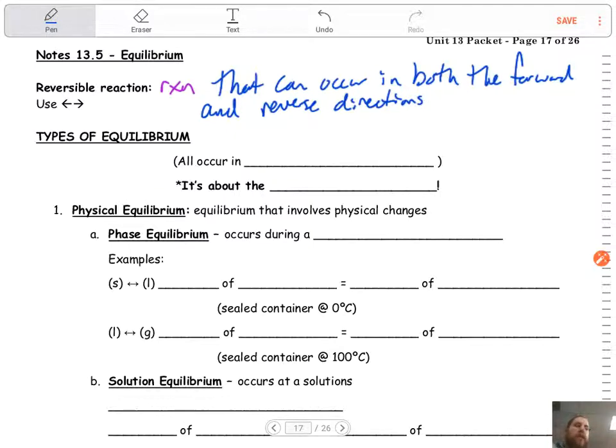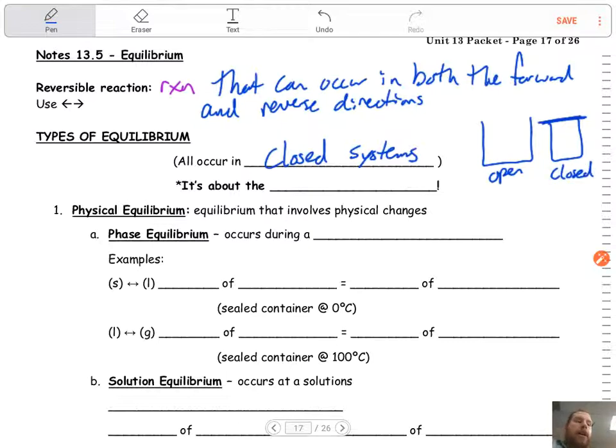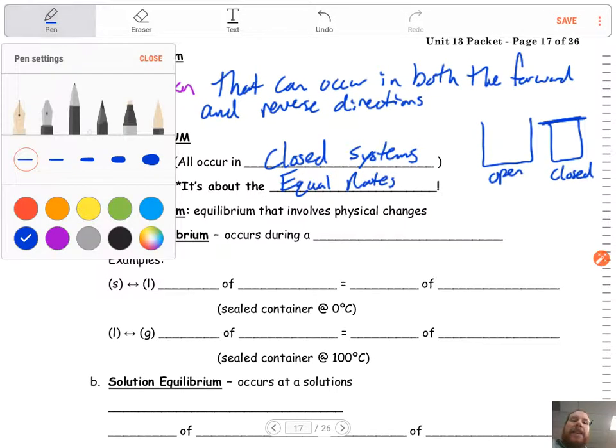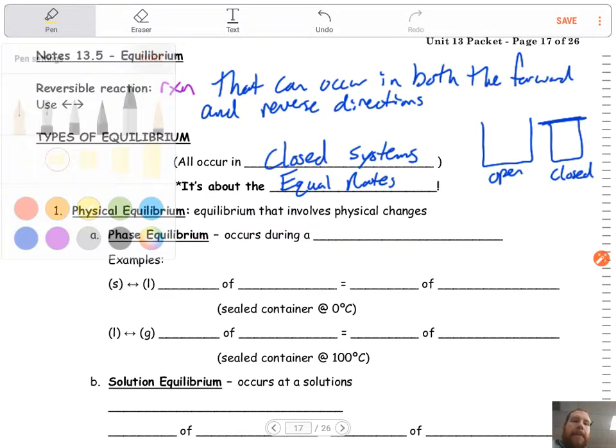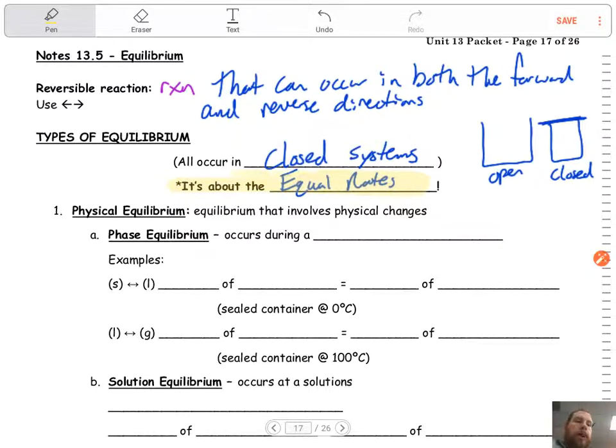All right, so types of equilibrium. First off, let's establish, guys, when we talk about equilibrium, they all occur in closed systems. If I have a container like this, with no top to it, this would be an open system. A closed system just has a top to it, okay? You may see questions on the Regents about closed versus open containers. Just remember that. It's about equal rates. That's the big idea here, guys, with equilibrium. Equal rates, not necessarily equal concentrations, okay? It's all about the equal rates.